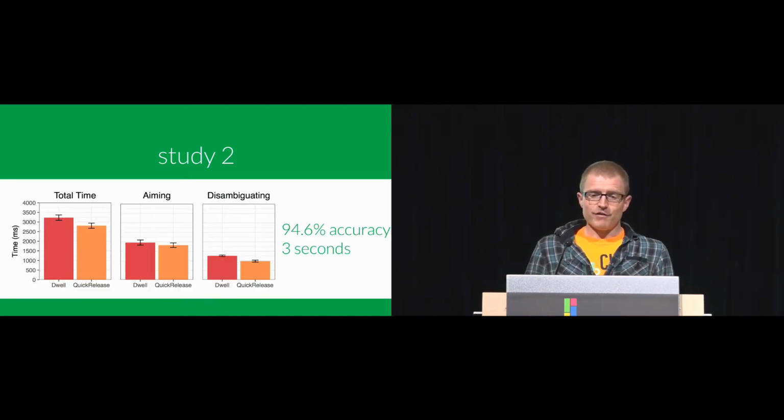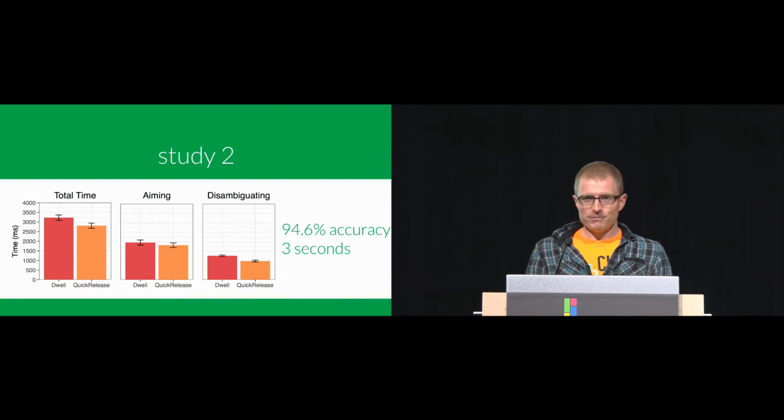So the results suggest that our version of lock ray was successful. Selection accuracy was just over 94%, and the selection time was 3 seconds on average, and that includes the 1 second for the dwell in that case. The selection time was faster than in the first study, although in that case the average time was slightly higher because of the most difficult condition.